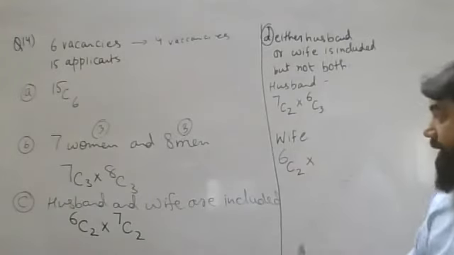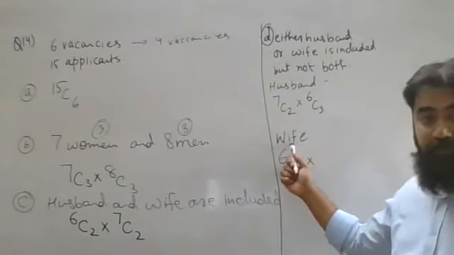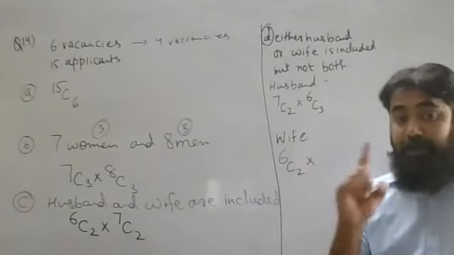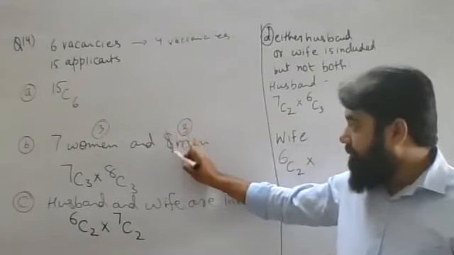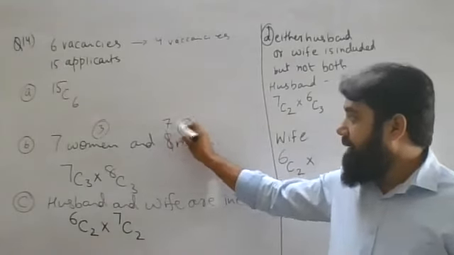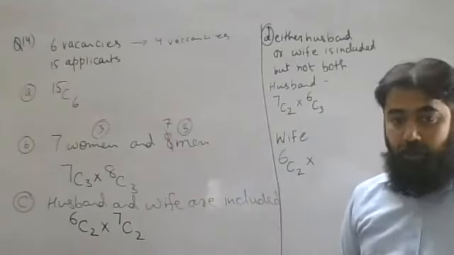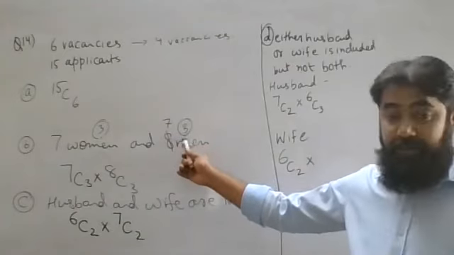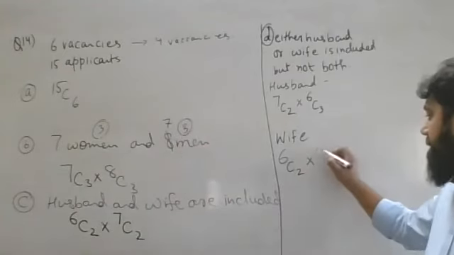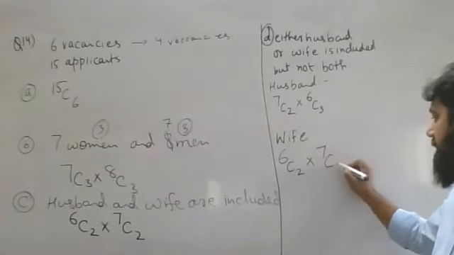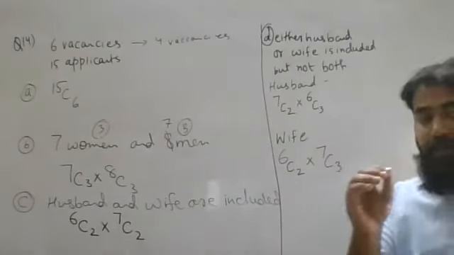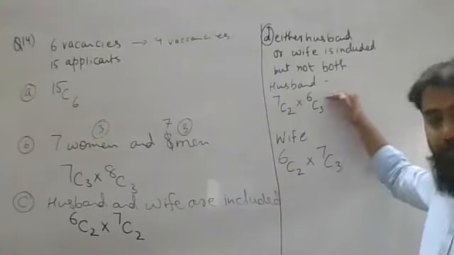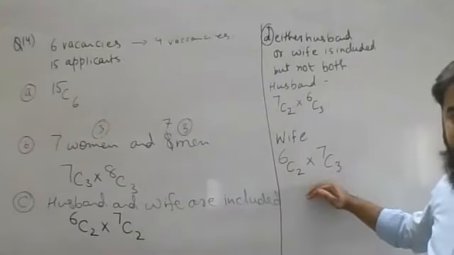Now, when I am selecting wife from the couple, it means husband can't be selected. So I will have 7 men as an option, and still 3 vacancies are vacant. So I will say 7C3.